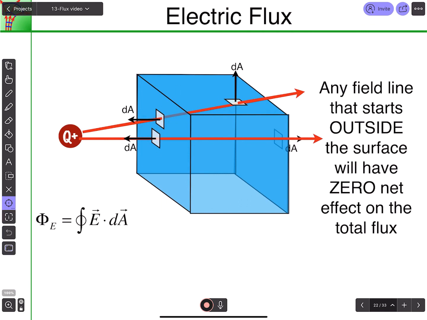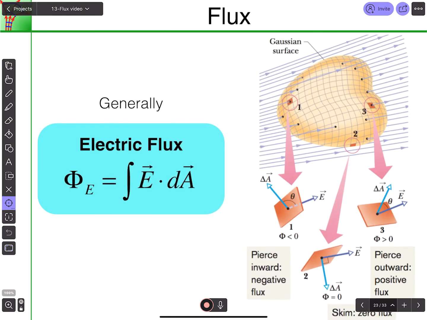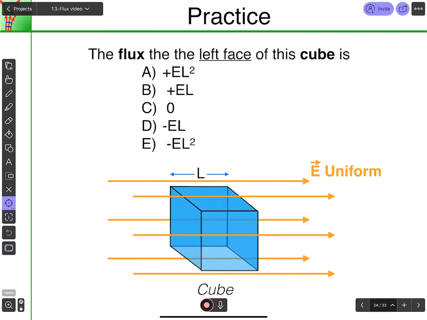So it turns out that the electric flux through a cube depends on whether or not there's any charge in it. It's kind of handy. So once again, electric flux is, in general, an integral of an electric field over a whole surface. And these surfaces that we measure the flux through, we call them Gaussian surfaces, for reasons that you'll see soon enough. So for example, what is the flux on the left face of this cube? Is it plus EL squared, plus EL, 0, minus EL, or minus EL squared? Pause and think about it.